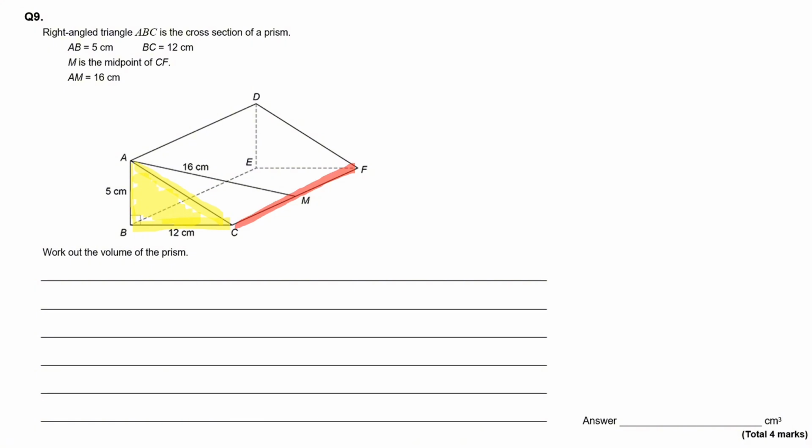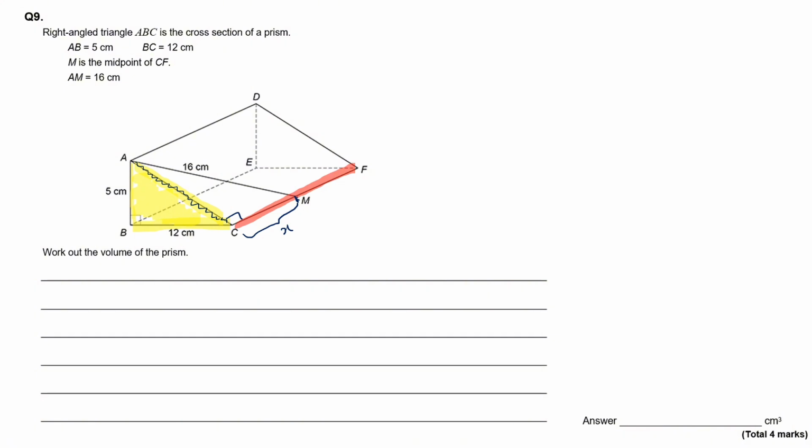So we've got a right angle triangle here, and this also is a right angle triangle. And we know that the question tells us that M is the midpoint of CF. So if we could find out what this length is, then we would be able to double that to find the actual depth of this shape. So how can I do that? If I could find this bit by using Pythagoras' theorem, I will then be able to use Pythagoras' theorem again to find C to M, and then we'll take it from there.